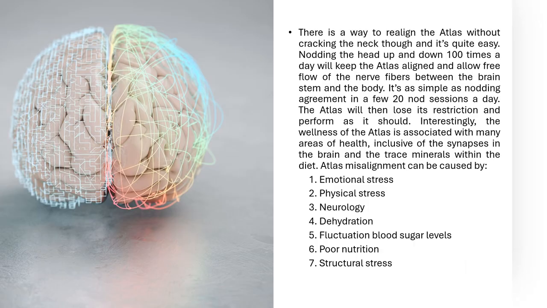Now there is a way to realign the Atlas without cracking the neck, as chiropractors do, and it is quite easy. Nodding the head up and down 100 times a day will keep the Atlas aligned and allow free flow of the nerve fibers between the brain stem and the body. It's as simple as nodding agreement in a few 20-nod sessions a day. The Atlas will then lose its restriction and perform as it should.